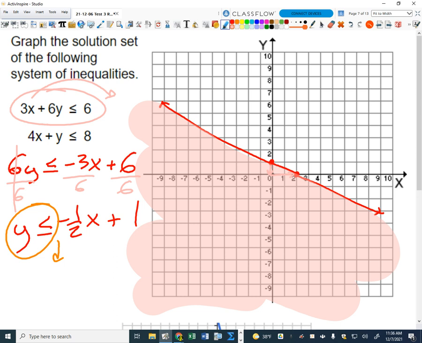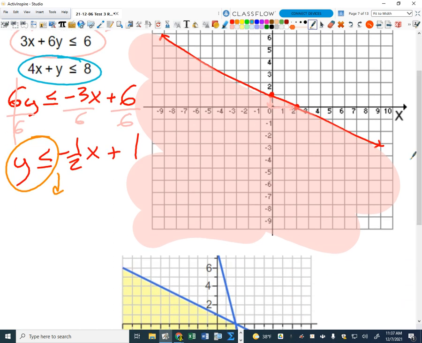Okay, there's the first inequality. What about the second one? Okay, second one's a little bit easier to deal with, actually. What's the only step I need to get the y by itself there? Subtract 4x. So we get that pretty simply then. We just get y is less than or equal to negative 4x plus 8.